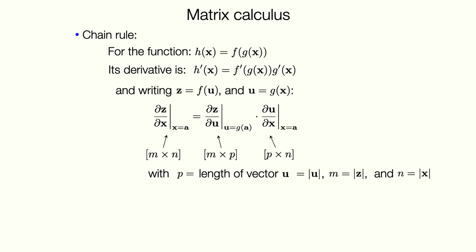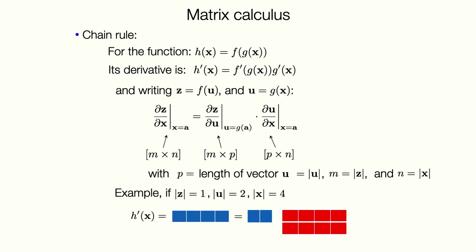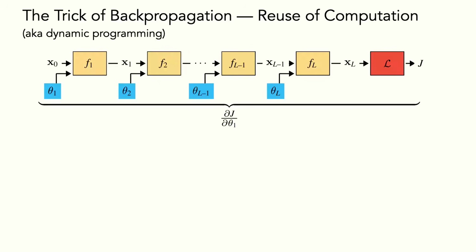p by n, exactly. Cool, so therefore, if you said the size of z is 1, the size of u is 2, the size of x is 4, then essentially what you're saying is this derivative would be equal to this product of two matrices, though one is really a vector. All right, we're bringing this up because we will see a lot of matrices times matrices in the next bit. So that's the end of our little bit of a vector calculus or matrix calculus reminder.